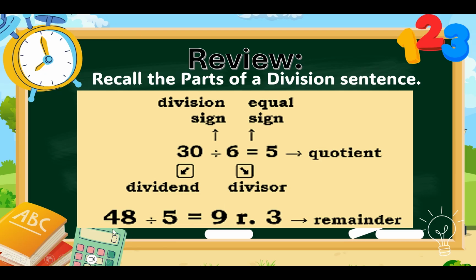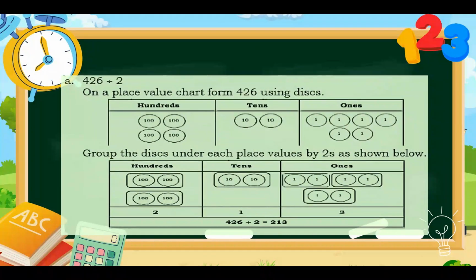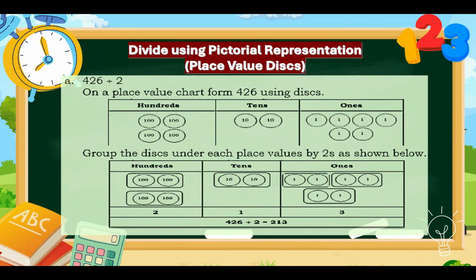Now we have another example here below. 48 divided by 5 equals 9 remainder 3. 48 is our dividend, 5 is our divisor, and 9 remainder 3 is our quotient. Now let's divide using pictorial representation or a place value disk.